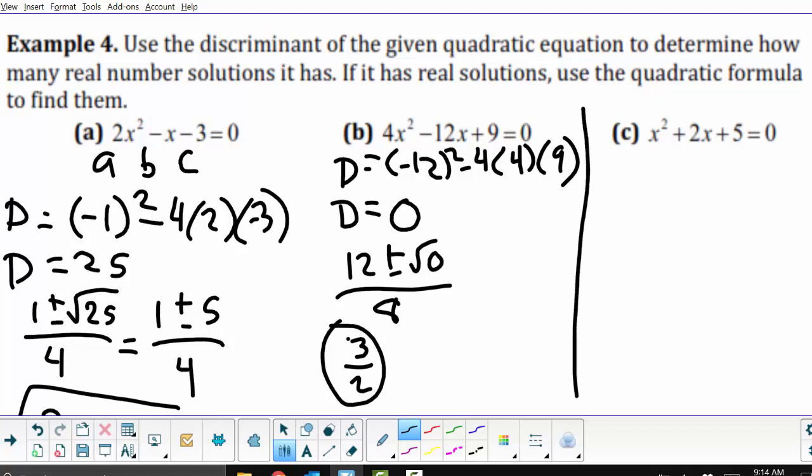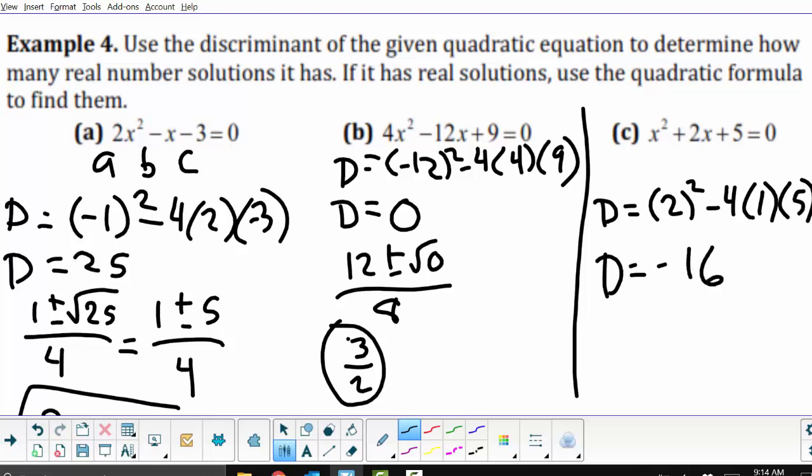All right, so let's do this last one here. Again, we're going to go d equals b squared minus 4 times a times c. And when we work this out, we get a negative 16. So this is telling us there are no real solutions. So this does not cross the x-axis.